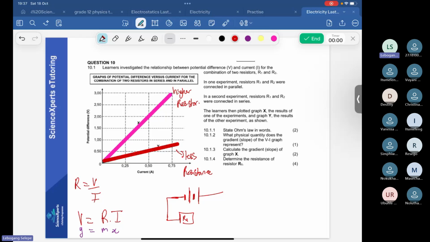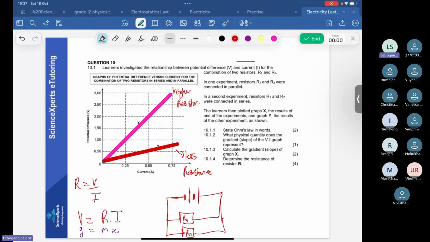So R1, R2, this is in Y. Then in X, they were like this: R1, R2 in series. Right, so this one would result obviously in a higher R total.